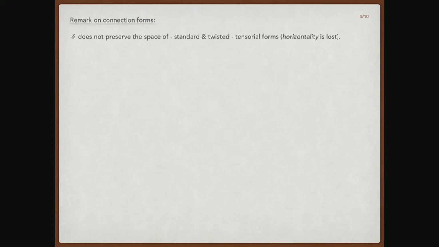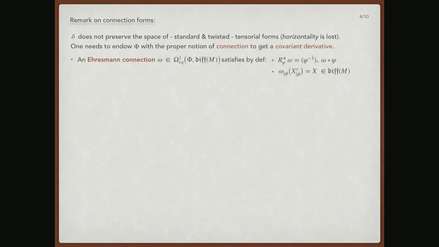Now, standard stuff: the de Rham derivative δ does not preserve the space of tensorial forms. That's why you need to introduce a connection to get a covariant derivative on that space. A principal connection on the field space I just described would be a one-form on the field space with values in the Lie algebra of the diffeomorphisms that satisfies two properties: an equivariance and a verticality property. Those are typical of an Ehresmann connection, applied to the context in which the structure group is the diffeomorphism group, which implies that the field-dependent gauge transformations are those.